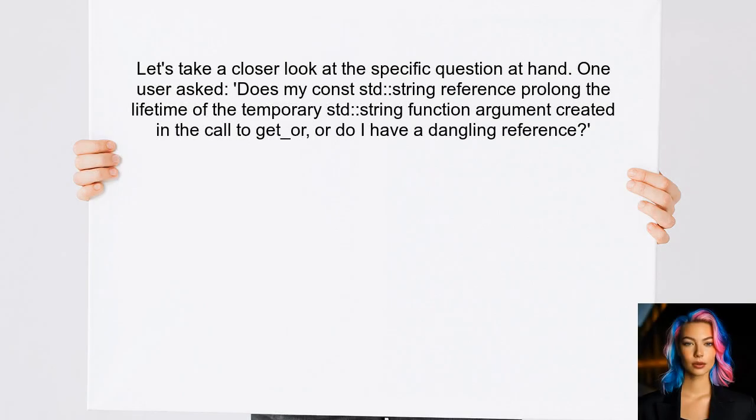Let's take a closer look at the specific question at hand. One user asked, does my const std::string reference prolong the lifetime of the temporary std::string function argument created in the call to getOr, or do I have a dangling reference? This is a great question and one that many developers encounter.